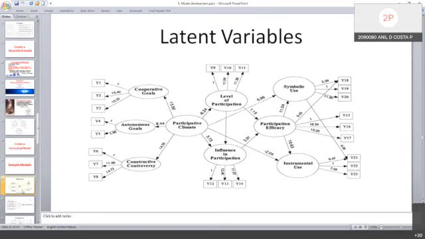Sir, I have a question on the slide that you have shared. Here symbolic use is measured by items 18, 19, and 20. Am I right, sir? Yes, symbolic use is measured by 18, 19, and 20. And there is something coming from Y21. That is called a cross loading.